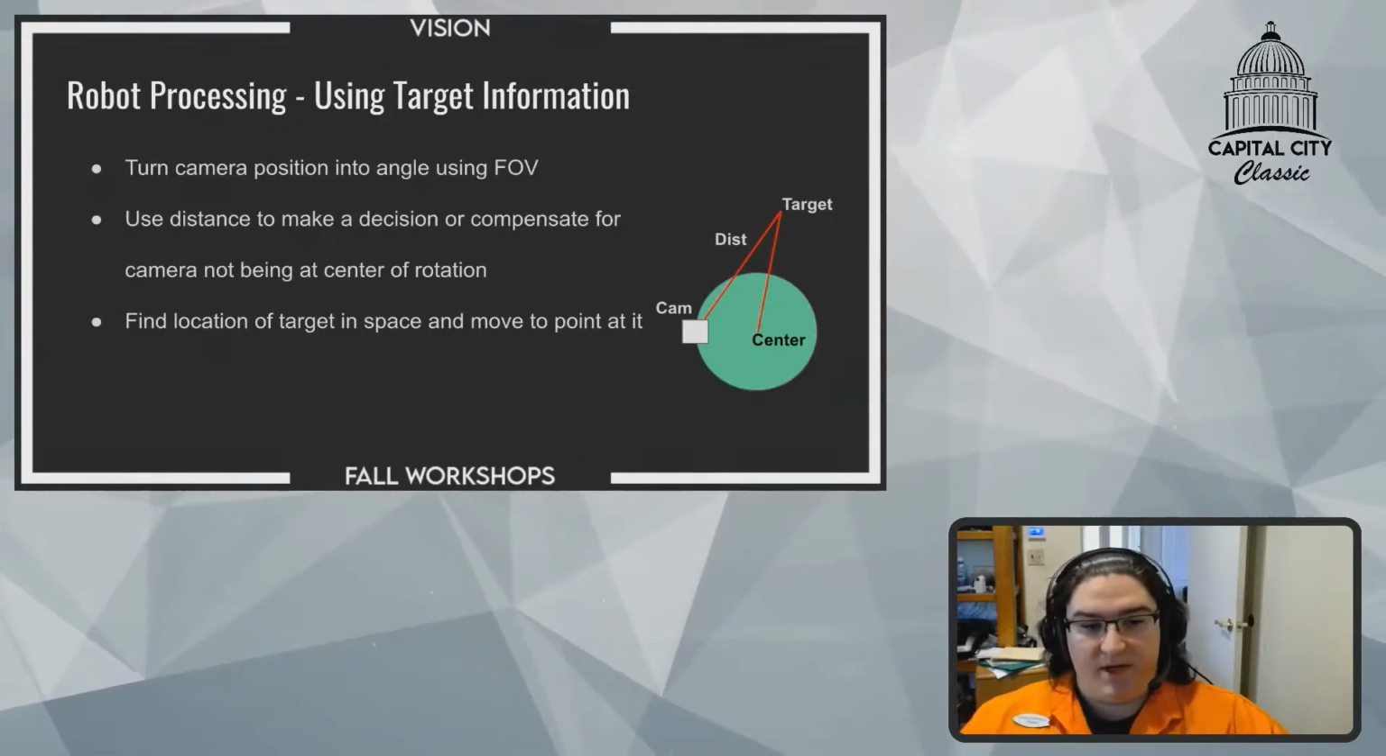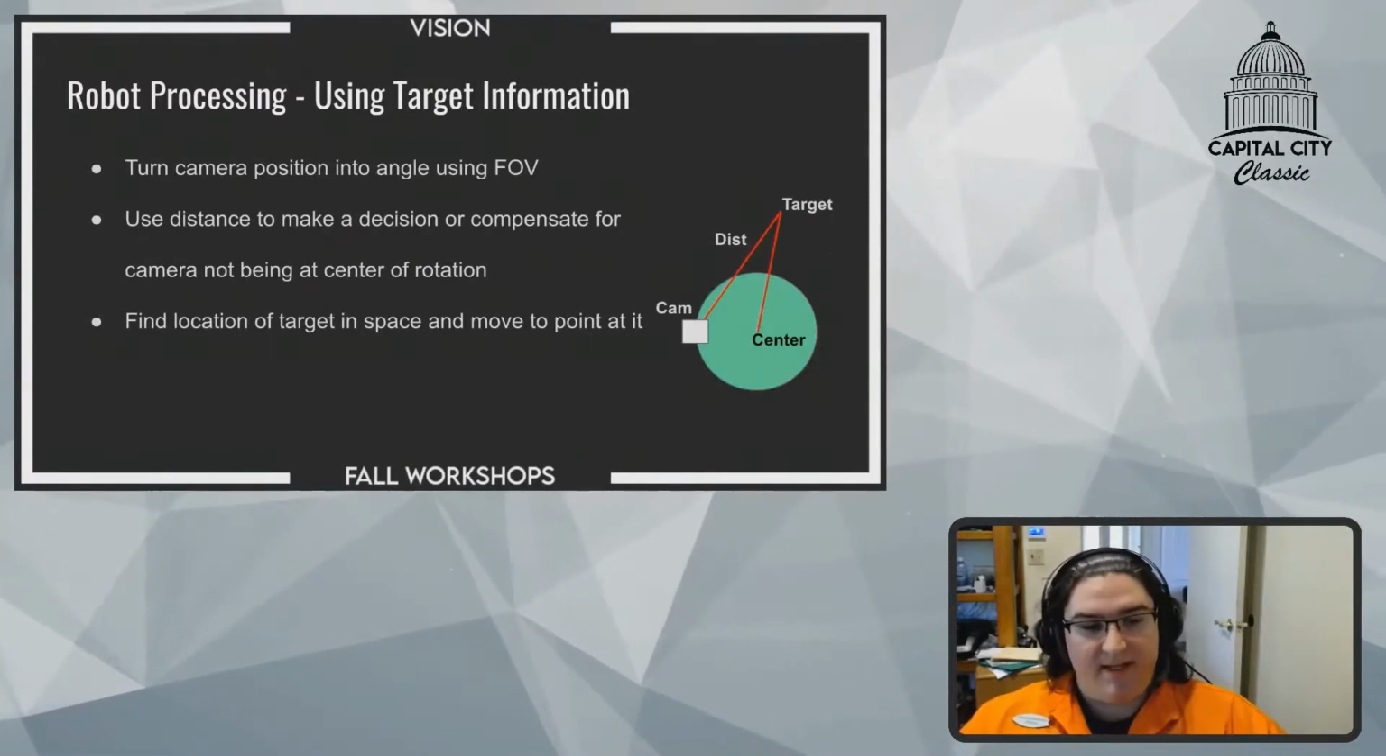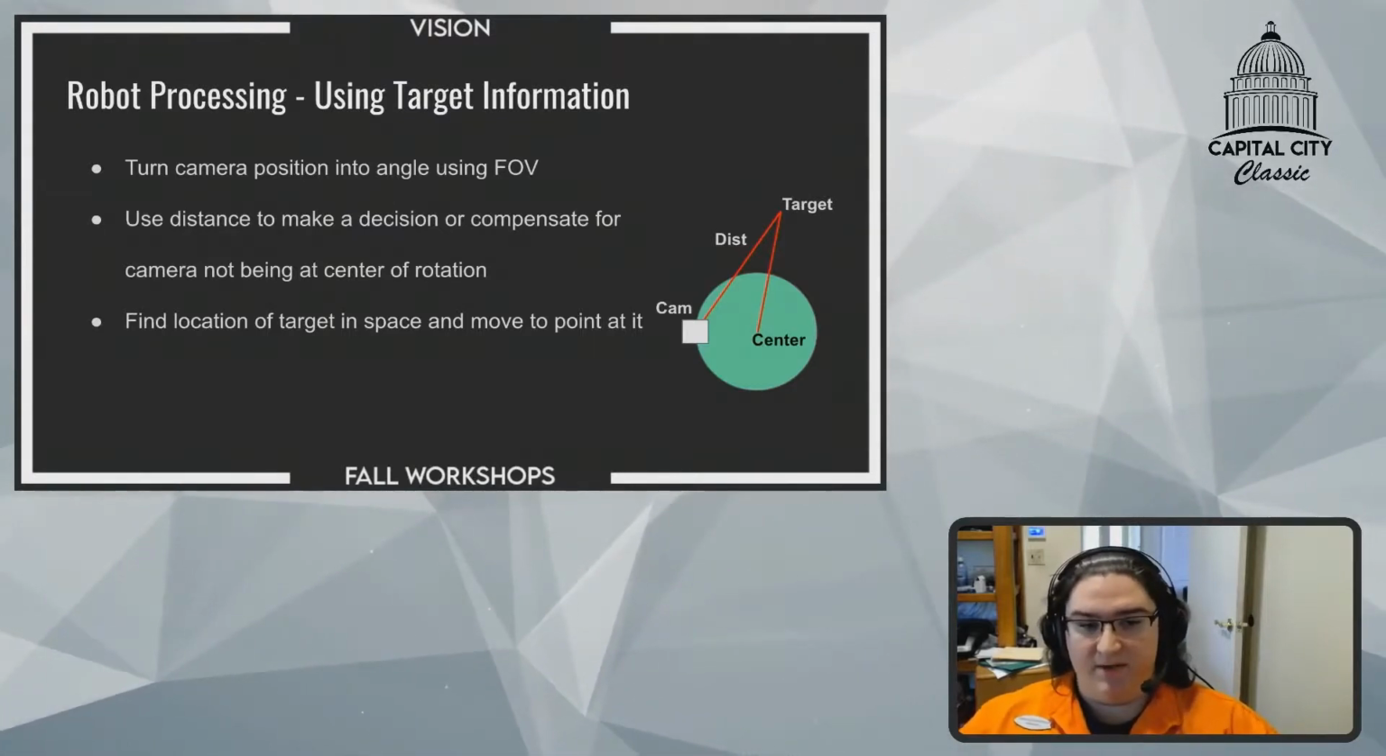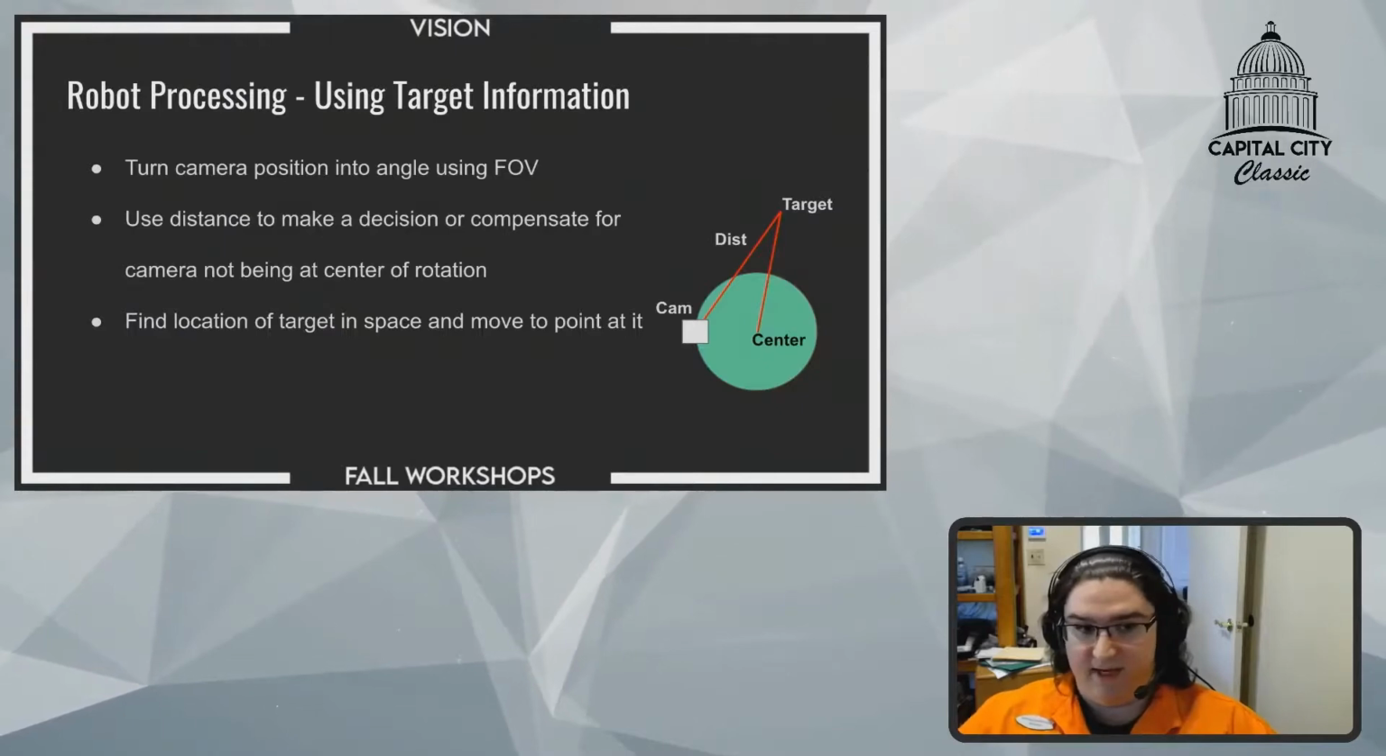Then you want to use the target information on the Roborio. So you want to turn the camera position, that -1 to 1, into an angle using the field of view of the camera.